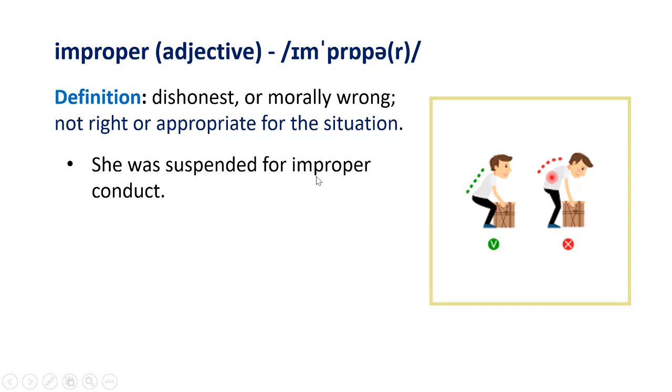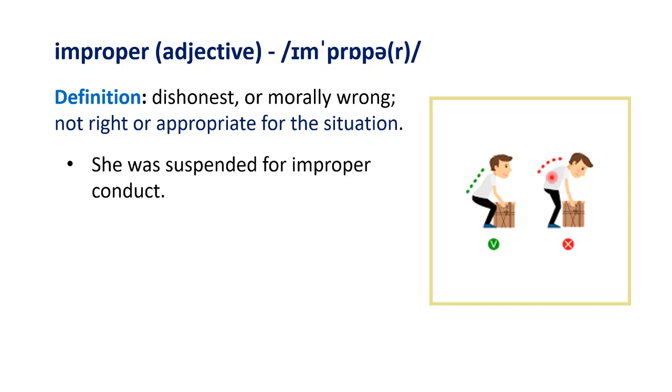For the first meaning, we have an example like this. She was suspended for improper conduct or improper behavior. So this woman is working for one company, but she has improper behavior toward her colleagues or her staff. That's why the company suspended her, and now she cannot work and needs to wait for the final decision from the company. The company will give her another chance to keep working, or the company will fire her.